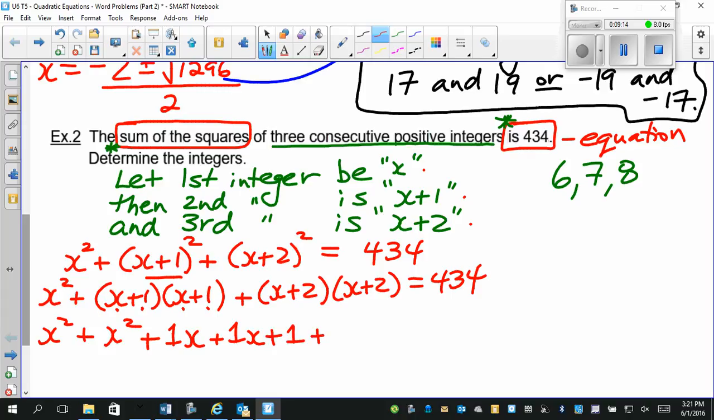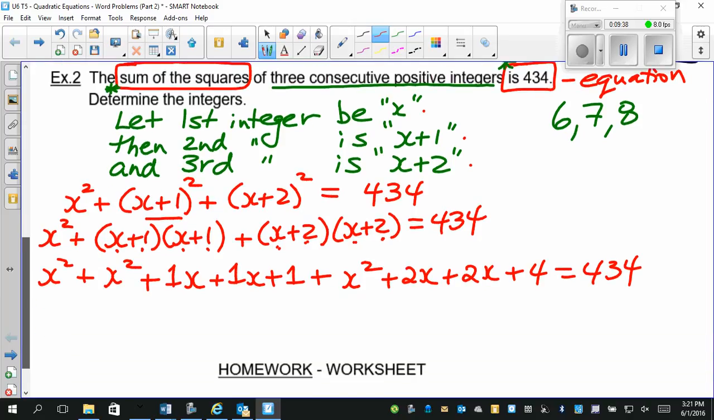And then (x plus 2) times (x plus 2) is going to give me x squared. X times 2 is going to be plus 2x. X times 2 is going to be plus 2x. And then 2 times 2 gives me 4. So all that is equal to 434. So I made quite a mess there, but now the brackets are gone.